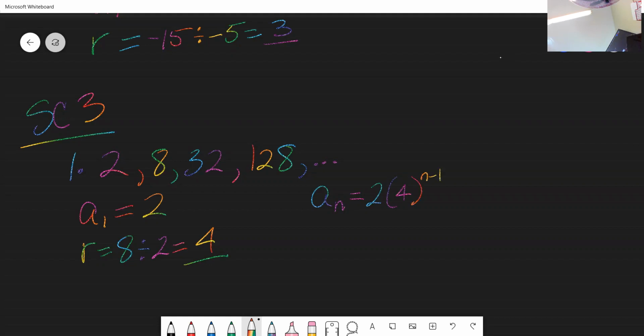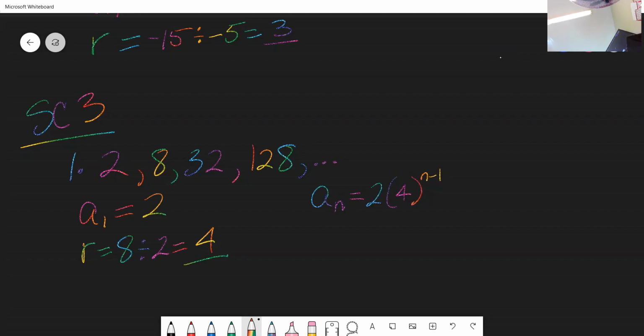Right. So the term at position N, AN, equals 2 times 4 raised to the power of the previous position, or N minus 1. It's really hard to say.